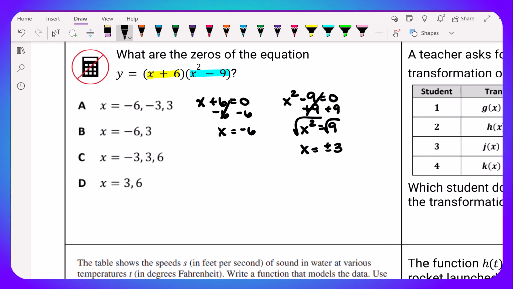So if you look, I should have 3 answers. That means B is out, D is out. You have to have a positive and a -3 and a -6. A has a -6, C has a +6. So C is out.